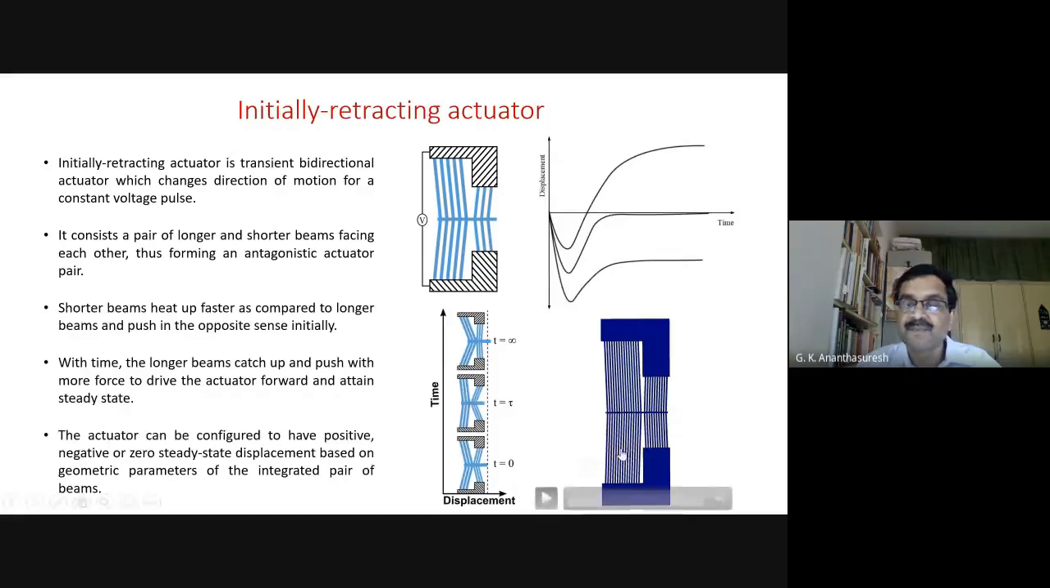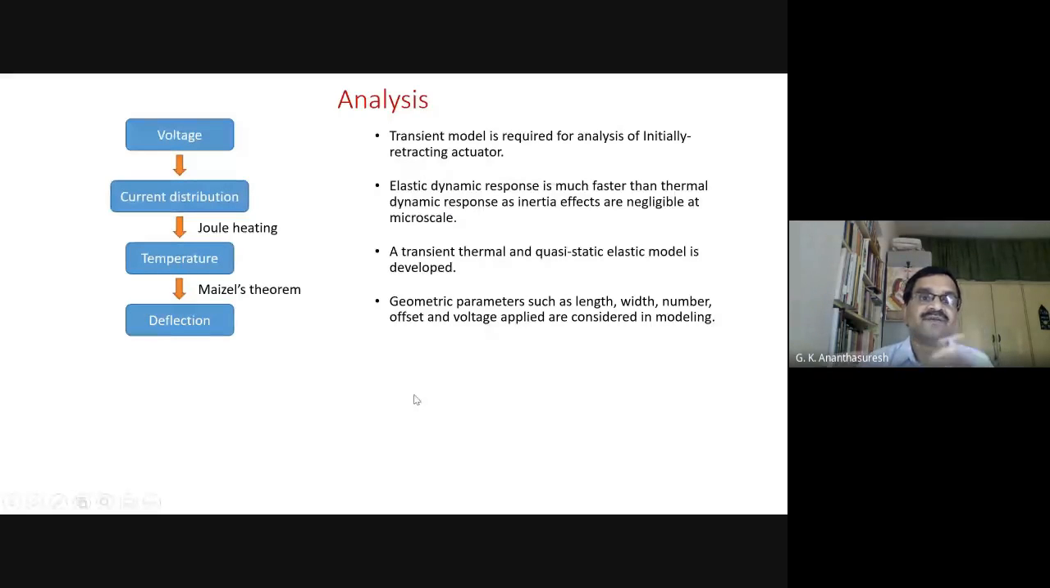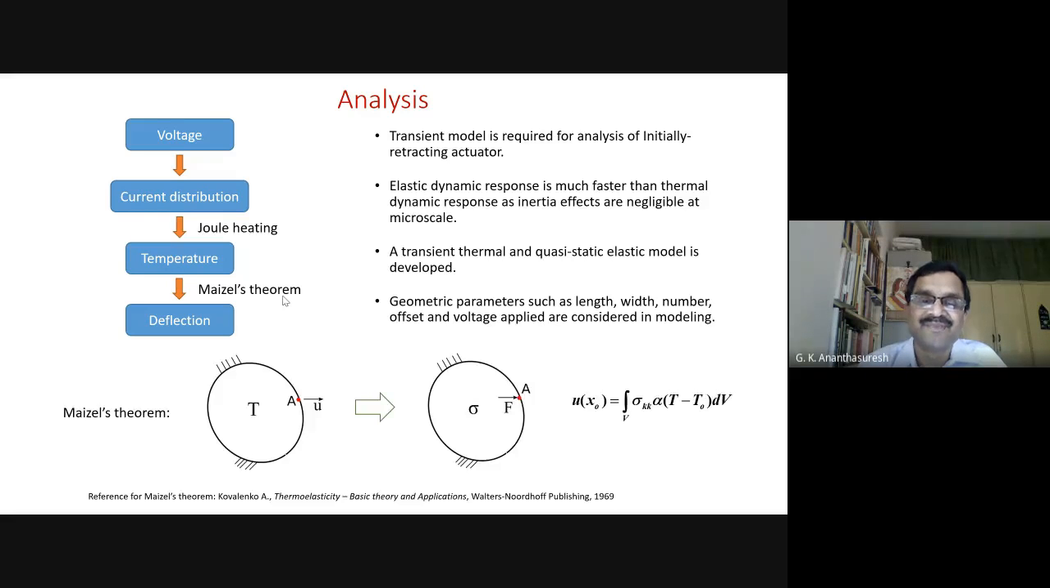If I play this video, it's a simulation. See, initially it goes there and then comes forward. I'll play again. Initially it goes to the left and then moves to the right. It's all in design. We're not doing anything complicated in control here. Okay. So here we need to do electrical analysis, and then the thermal analysis, and then finally the elastic analysis, for which you use this Michel's theorem. Again, it's Nilesh Mankame's work that he had done.